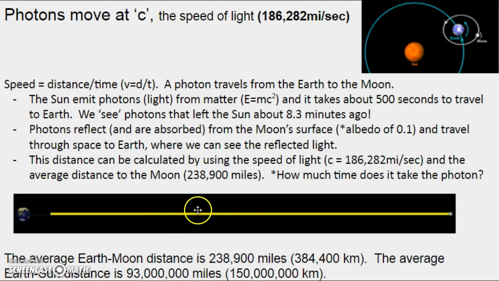So we can do some very simple math to calculate how long it takes for the photon to travel from the sun to the Earth, and for the photon to reflect off of the moon and reach our eyes on Earth, about 239,000 miles away. There you go.